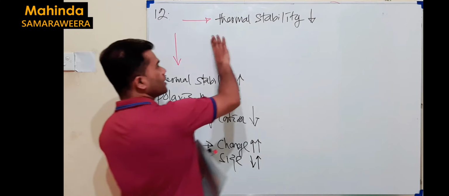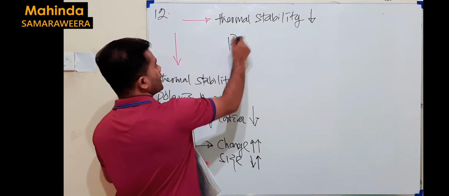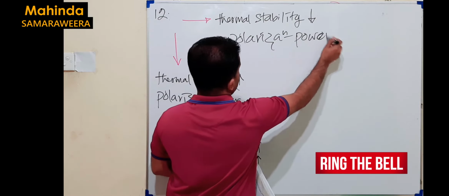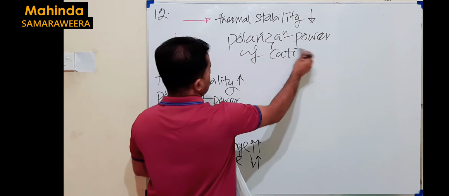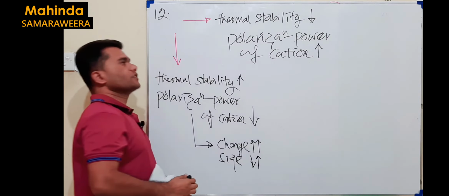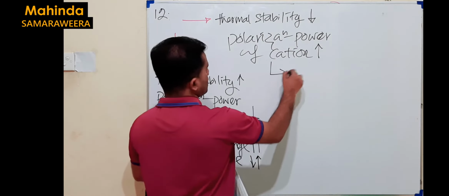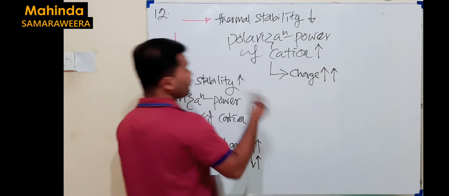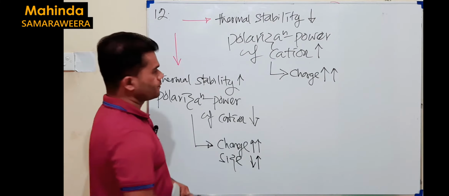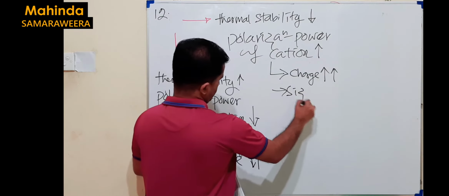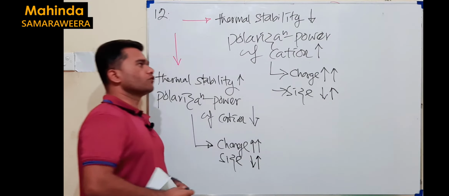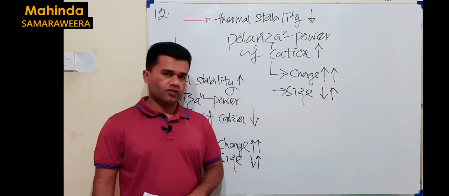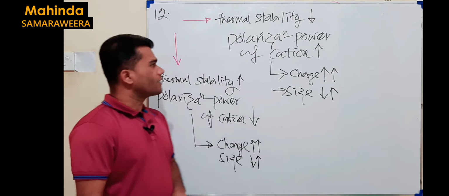But when you go from here to here, polarization power of cation increases. Again, you can understand why. Here the charge increases. When you go from group 1 to group 2, charge increases. What about the size? Size decreases. Because of these two factors, polarization power of cation increases, then thermal stability decreases because it easily breaks. Right, that's the point here.